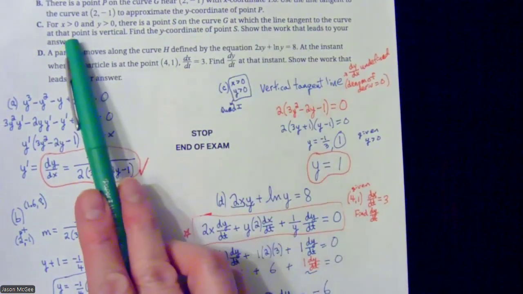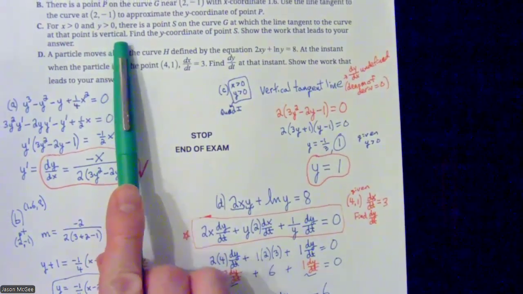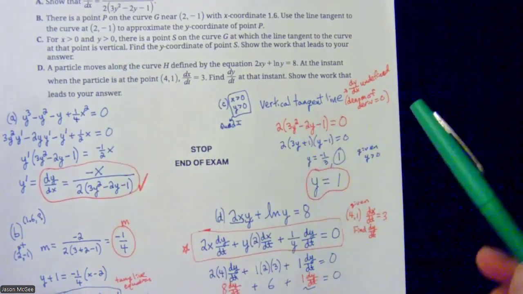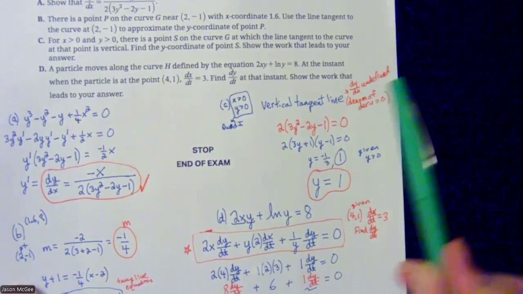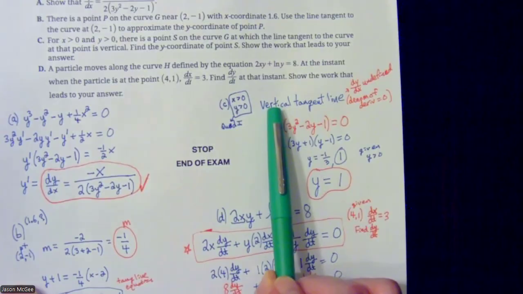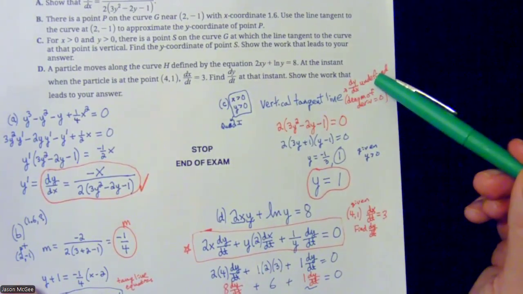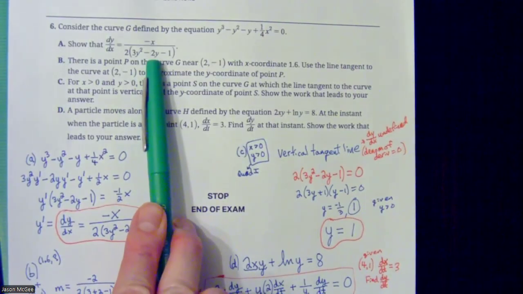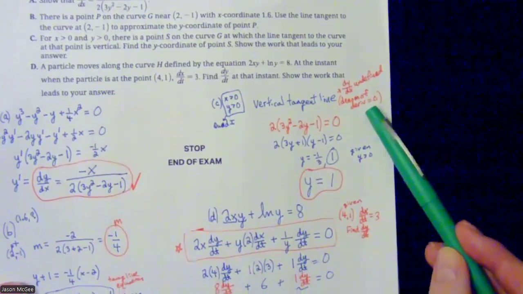All right. Letter C says at the point of the curve, the line tangent to the curve is vertical. So you know the slope of a vertical line is undefined. So if the slope is undefined, that means the derivative is undefined. So I saw a vertical tangent line. That means the derivative is undefined. And if this is our derivative, a fraction is undefined where the denominator is equal to 0.